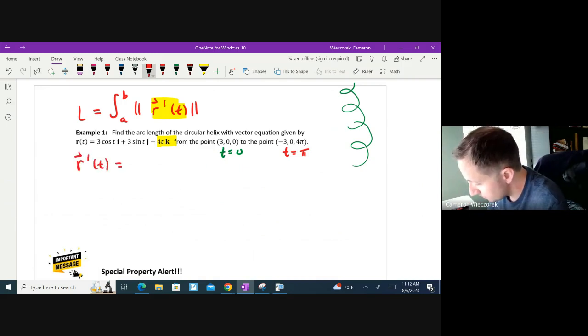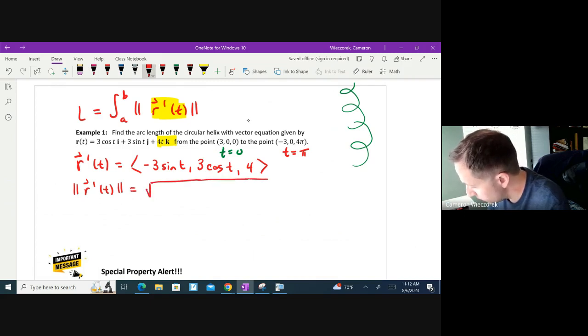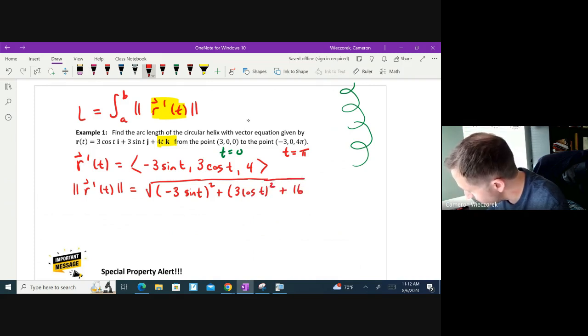derivative vector. The derivative of 3 cosine t would be -3 sine t. The derivative of 3 sine t would be 3 cosine t. And the derivative of 4t would be 4. So then the magnitude of r prime, I like to do my computations off to the side before I do the integral. This would be the square root of the sum of squares of the components of r prime. So if I take the sum of squares of components here, 4 squared would be 16.